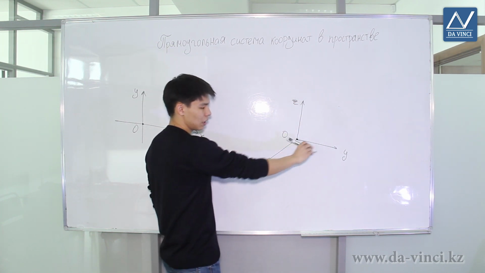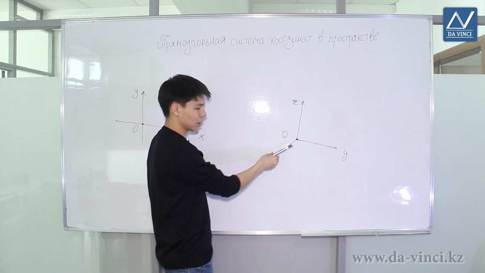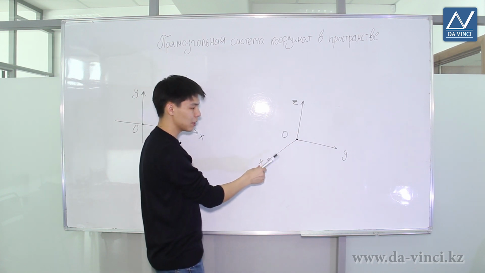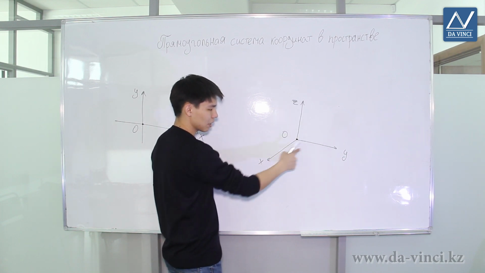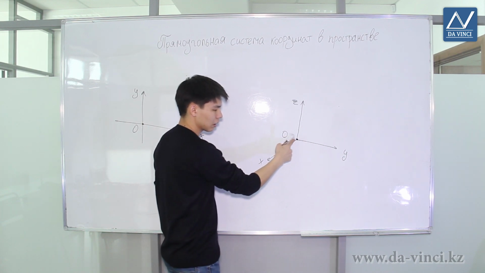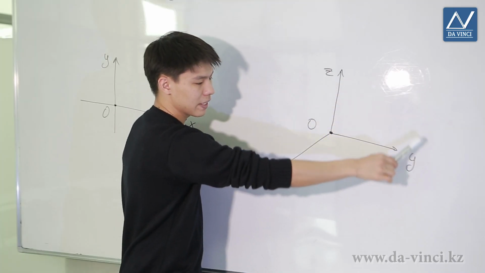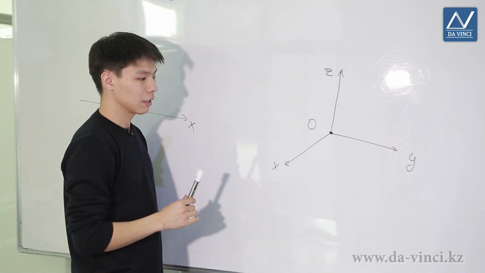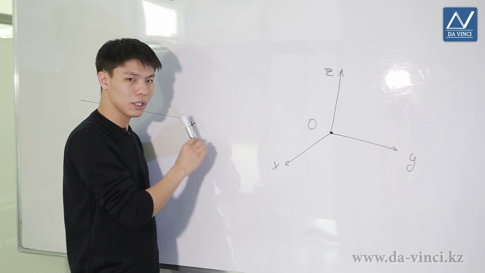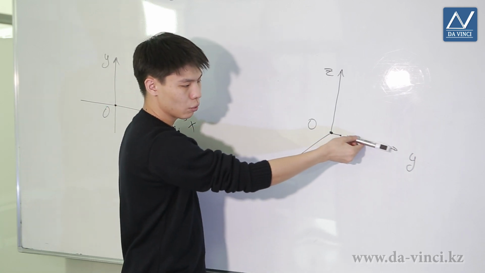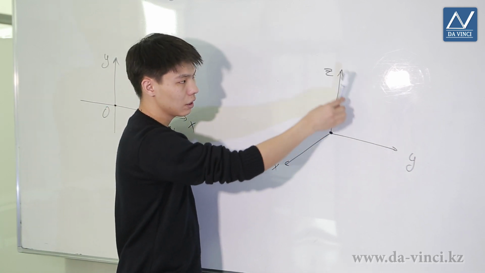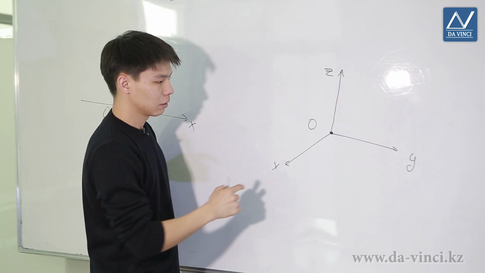Now we have three mutually perpendicular, pairwise perpendicular lines in space. The direction is set on these straight lines. The beginning is set as well. Then it is said that a rectangular coordinate system is given in space. Axis OX, just like on a plane, is called the abscissa. Axis OY is called the ordinate, and axis OZ is the applicate.